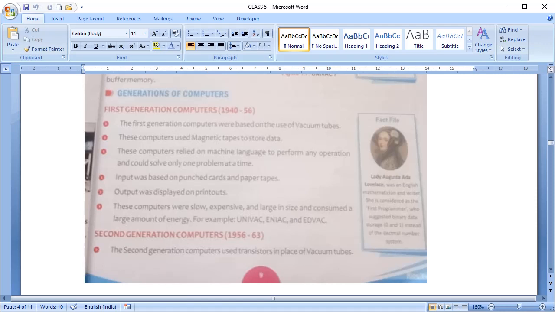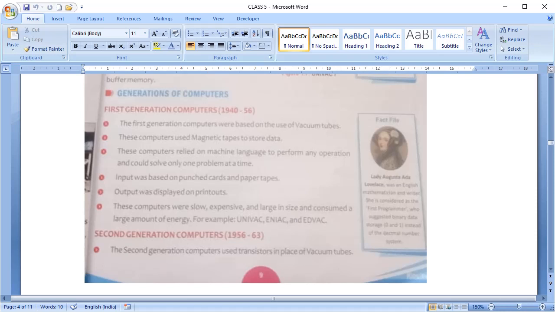It starts from 1940 to 1956. These are based on vacuum tubes, and these computers use magnetic tapes to store data. They use machine language to perform operations, and at a time only one problem can be solved. Input devices were punch cards and paper tapes, whereas output devices were printouts. Examples are UNIVAC, ENIAC, and EDVAC.